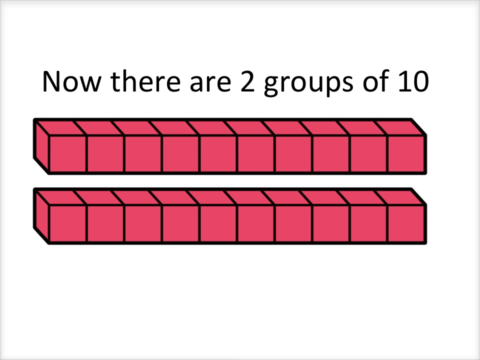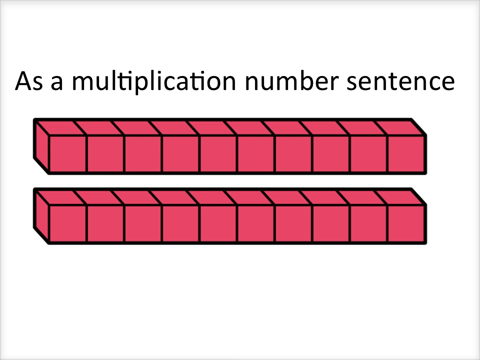Now here are two groups of 10. Just by using addition, we can say 10 plus 10 equals 20. But how would we write this as a multiplication? Since there are two groups of 10, we can write 2 times 10 equals 20, because from our addition we know that there are 20 blocks here.